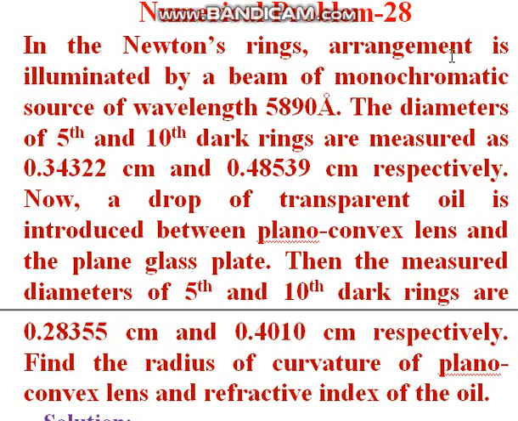There is a Newton ring arrangement and the arrangement is illuminated by a given wavelength, and the diameters of the 5th and 10th dark rings are measured. Now a drop of transparent oil is introduced between the plano-convex lens and a plain glass plate. Then the measured diameters are reduced because of the increased refractive index. Now find the radius of curvature and the refractive index of the oil.